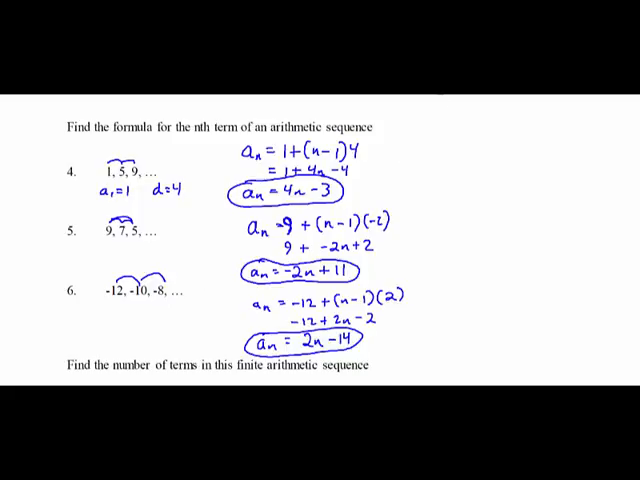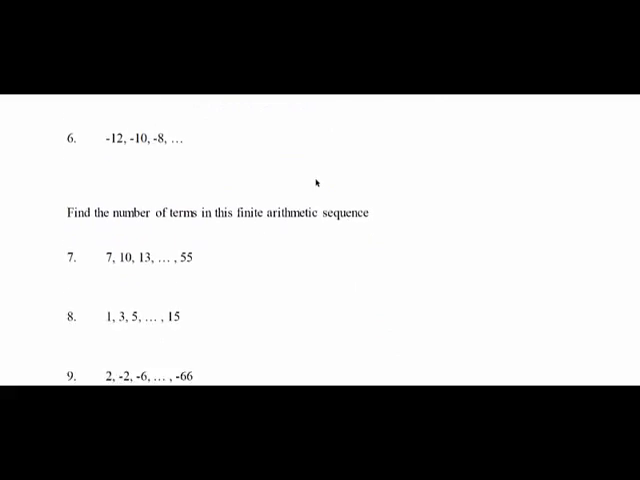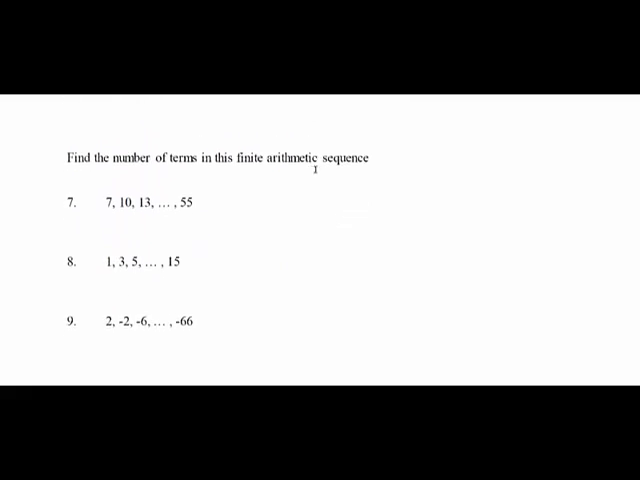Okay, so moving on to our final 3 problems here. Whoops, skipped pages on me there. This is to ask about finding the number of terms in this finite arithmetic sequence. So here's what I have. I have my first term is 7, and my last term, this a sub n, is 55, but I don't know what n is.